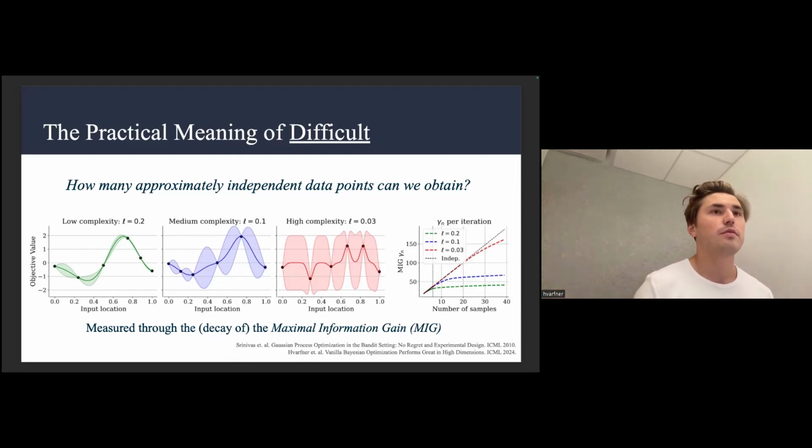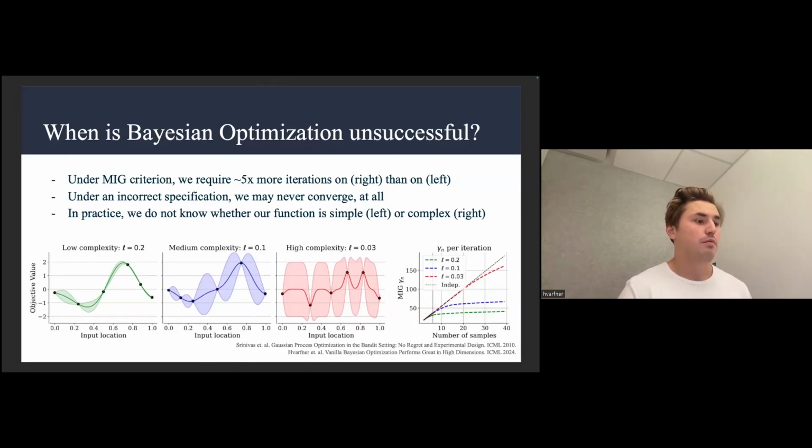Right. So now we ask, when is Bayesian optimization unsuccessful? Well, as I said before, this GP right here requires basically 5 times more iterations to solve than this one right here, if this model is correct, and if this model is correct. But in practice, we don't really know whether we should go with this one or this one or this one. It would be very convenient if our problem looked like this, because it would make it very easy. But that's no guarantee. And that's something we have to infer from the data.